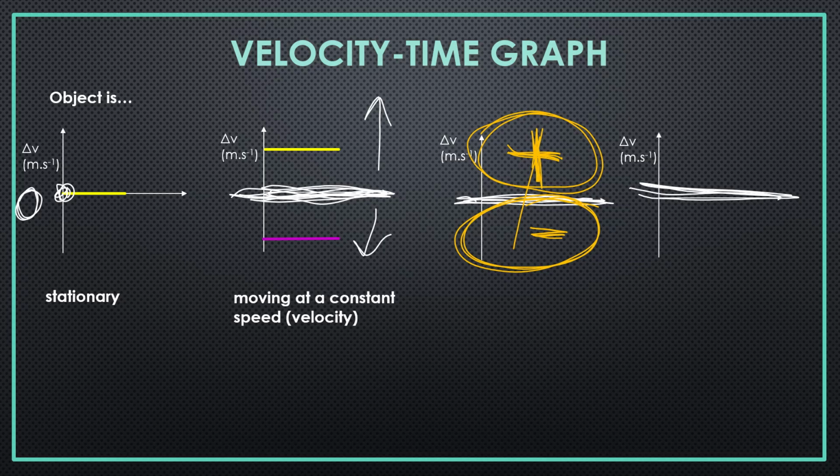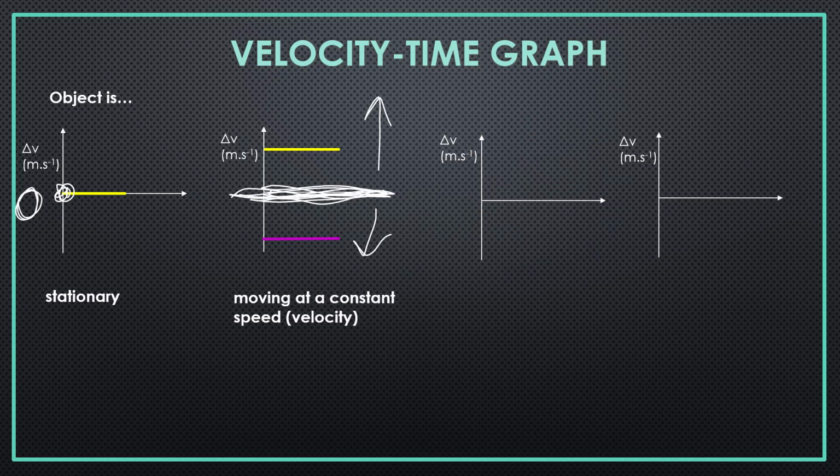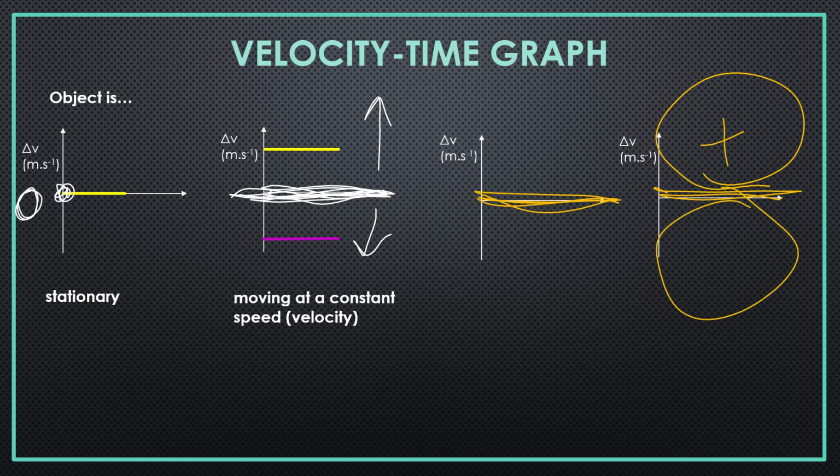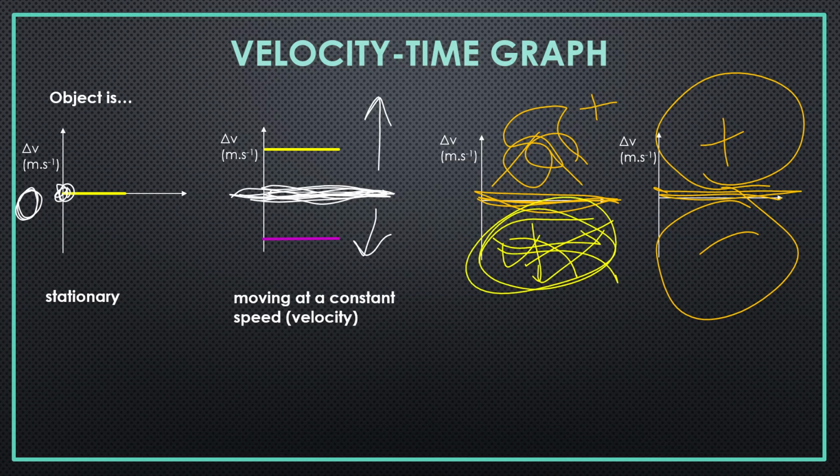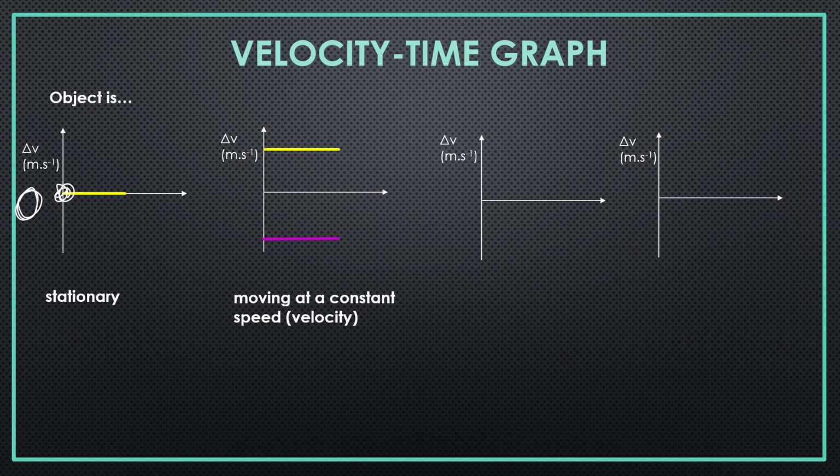But as we see here, for the velocity time graph, very, very important, the x-axis divides the positive direction and the negative direction. So any line above the x-axis represents motion in the positive direction, and any line below the x-axis represents motion in the negative direction. Okay, so that is just to sort out the directions on a velocity time graph. So, moving at a constant speed, we've done that.